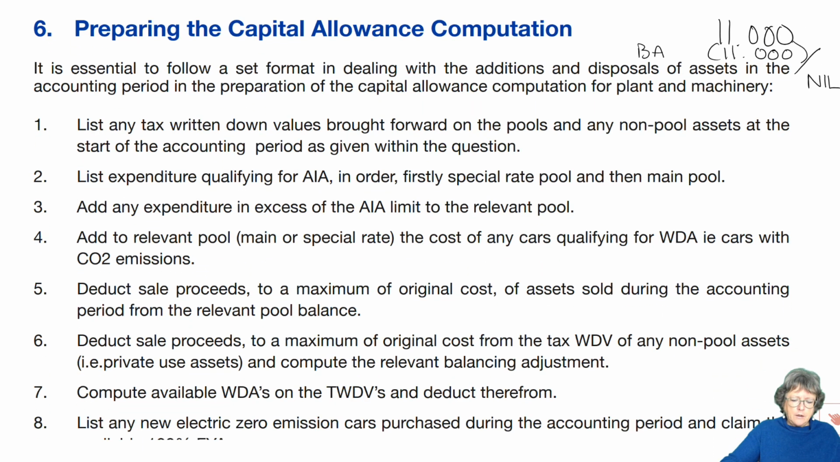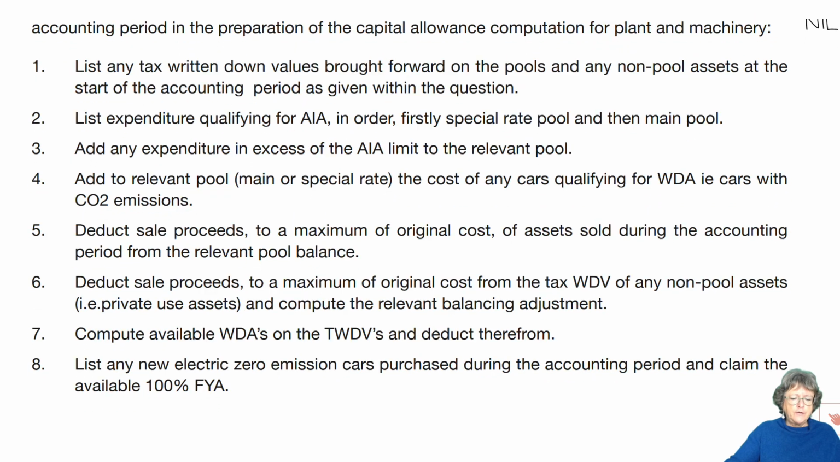Cars, make sure you put your cars in the correct column according to the emissions, and that's in the rates, so you can just copy that out and check that every time. Take out any sales proceeds, the lower of the sale proceeds or the cost. Deduct that and then work out any balancing adjustments if needed. Calculate all the writing down allowances left to right, and then do the first year allowances on the cars.